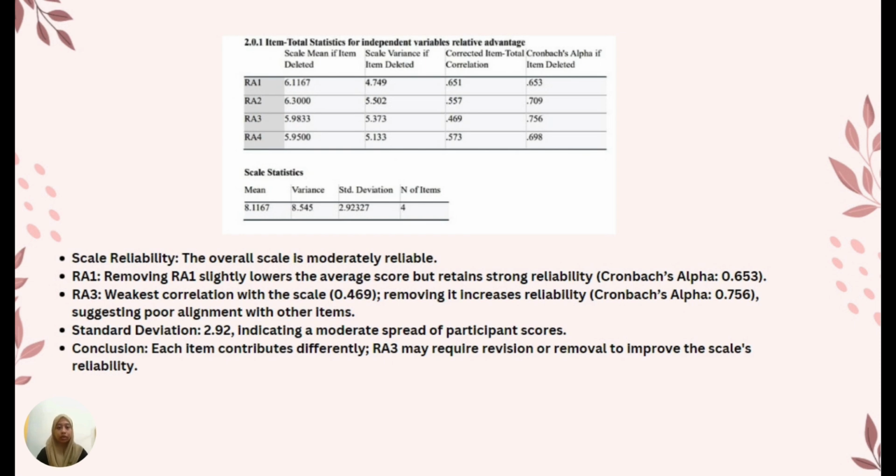First of all, I want to talk about the item total statistics for the independent variable, relative advantage. As you can see in the table, first of all, scale reliability: the overall scale is moderately reliable. Removing RA1 slightly lowers the average score but retains strong reliability. The next one is RA3, which has the weakest correlation with the scale, 0.4969, and removing it increased reliability.